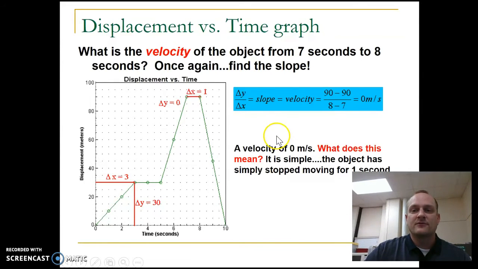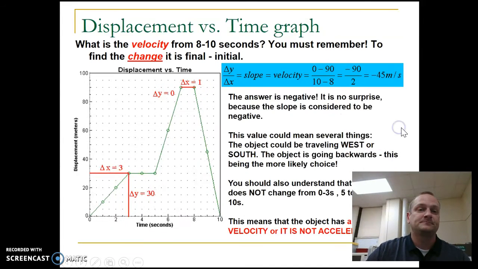What is the velocity of the object from 7 seconds to 8 seconds? Again, we just look at the slope. This is a displacement versus time graph, so from 7 seconds to 8 seconds, we're looking at this piece right here. Well, a horizontal line on a graph has a slope of 0. It's not changing, so there is no rate of change. The final position is 90 meters. The initial position is 90 meters. I divide that by the number of seconds, but 90 minus 90 is 0. So I get 0 over 1 in this case, and that's 0 meters per second. So what does a velocity of 0 mean? Well, it just means that the object's standing still. During this 1 second time interval, it's not moving.